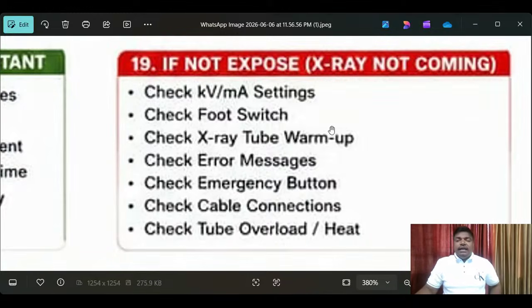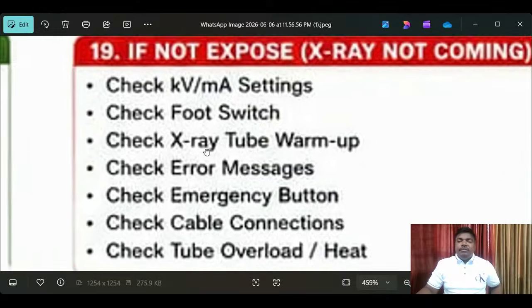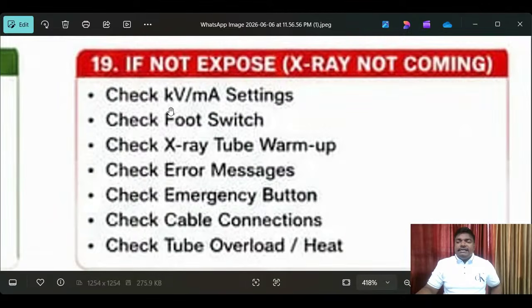So if it is not exposing X-ray, then what to do? Now I'm going to tell you these very important things. Check the kV and mA settings. Sometimes the settings are in the console panel, and we can see what the settings are, because if the settings are wrong, it will not work. Also check the foot switch. Sometimes the foot switch connections get damaged, and the switches get damaged.